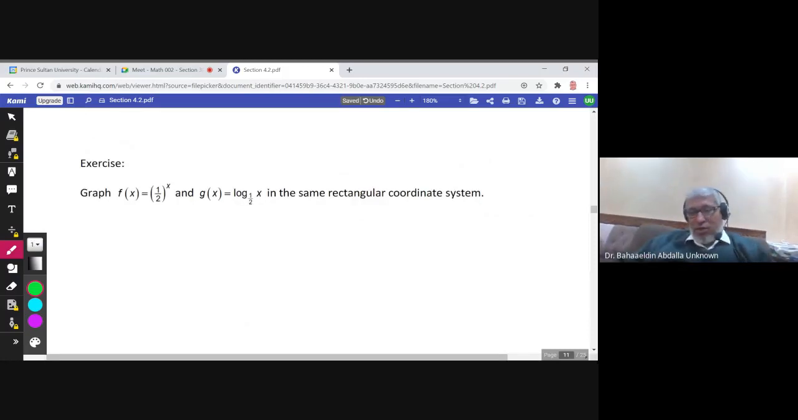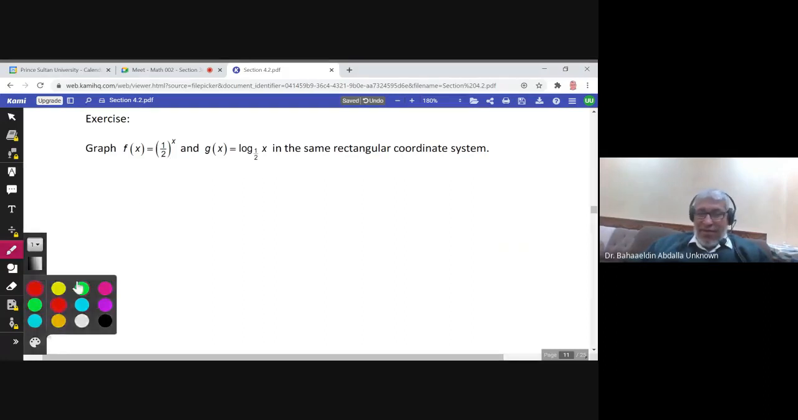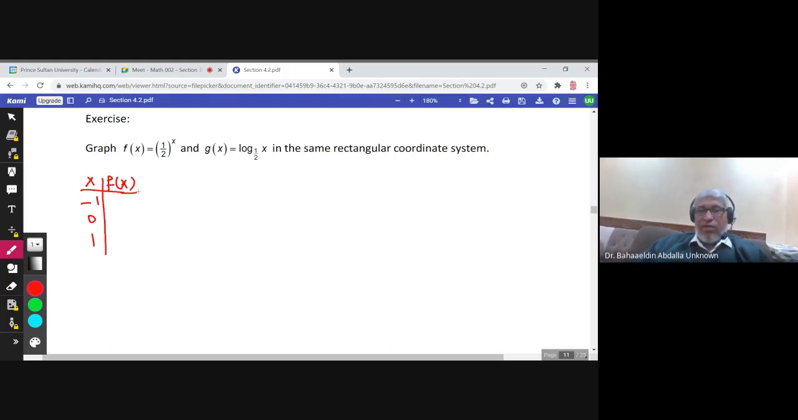The same question, but here the base is half. If the base is half, then the graph of the exponential function will not be increasing. Okay, this is x and this is f of x. Let us make a table of coordinates of the first function. We choose the values -1, 0, 1. Half to the power -1 is 2. Half to the power 0 is 1. Half to the power 1 is half.